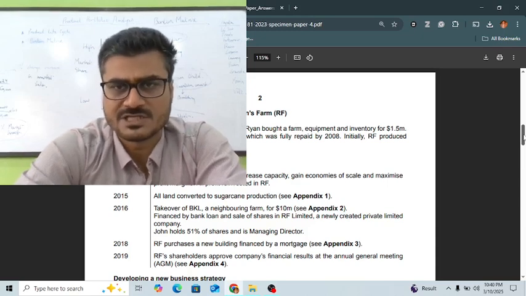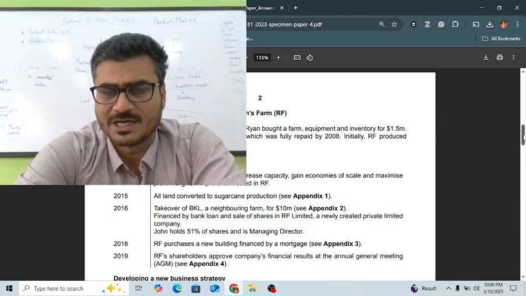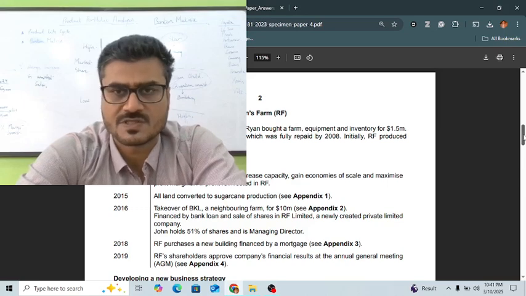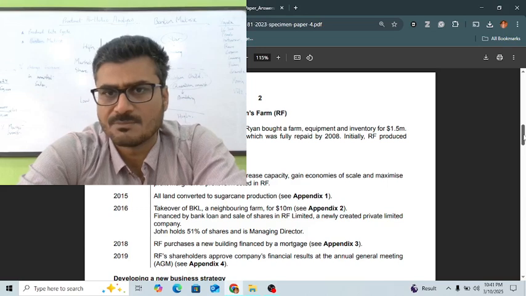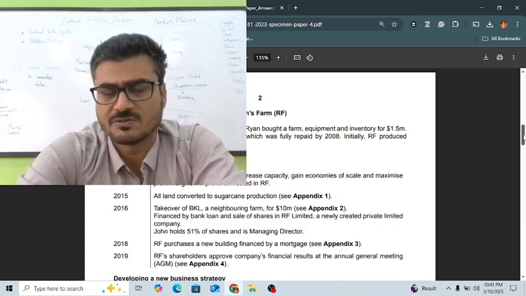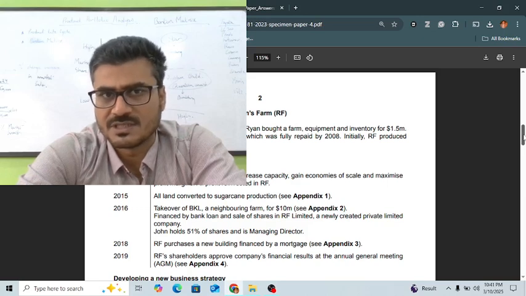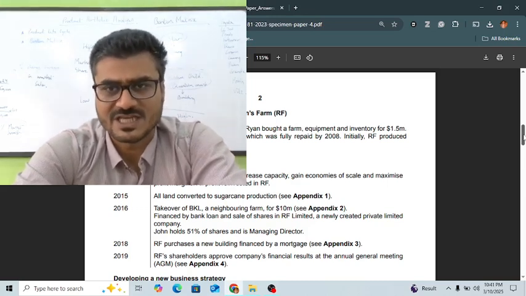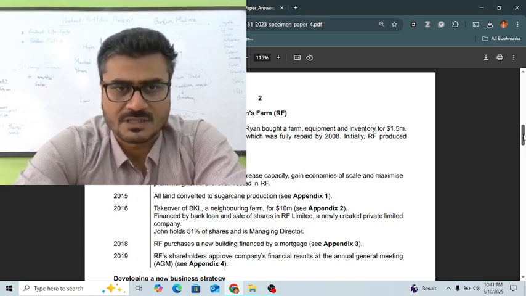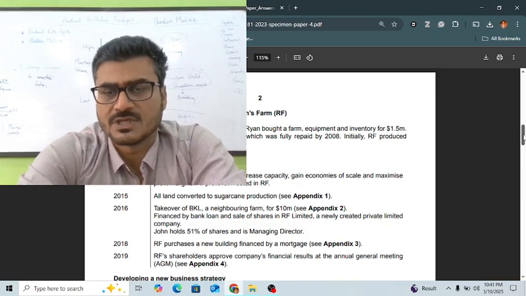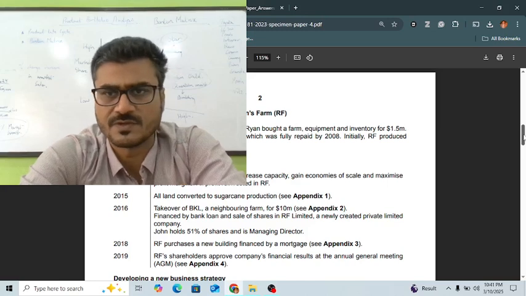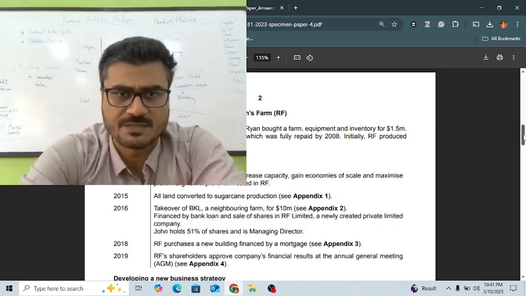So these are the application points we need to underline while studying the case study, so that we can use these points while attempting the question. We don't need to come back to the case study again and again, as it will be time consuming. So it is better to just underline the key and important information within the case study, so that you can consult it afterwards. Initially, RF basically produced sugarcane, pineapples, and mangoes. This is the product portfolio of RF farm.